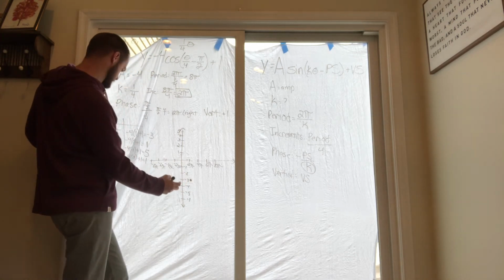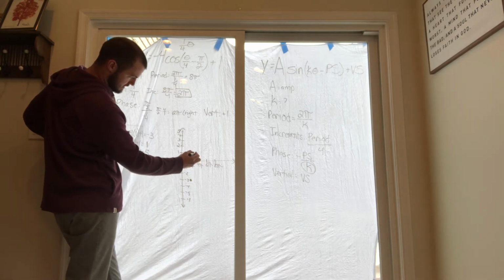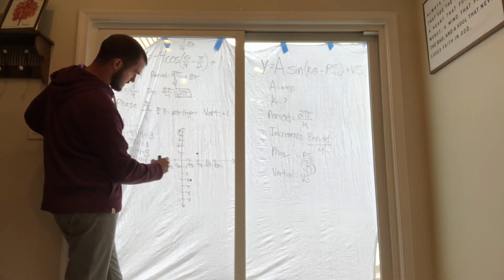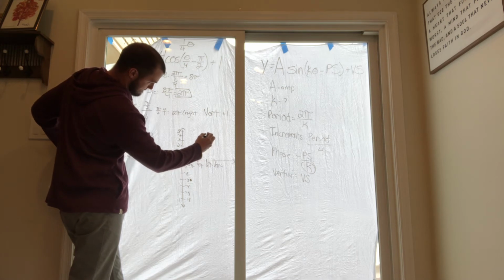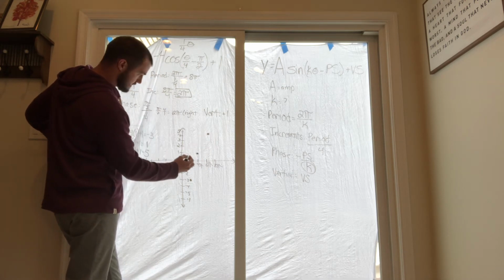At 4 pi, where are we at? We're at 1. At 6 pi, we're at 5. And then at 8 pi, we're back to 1.